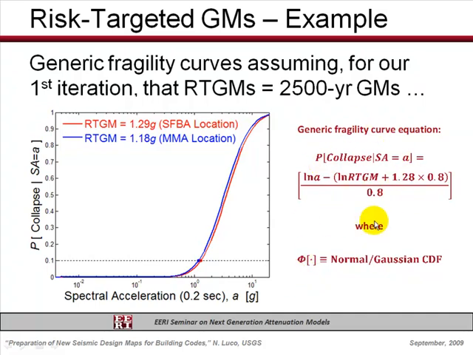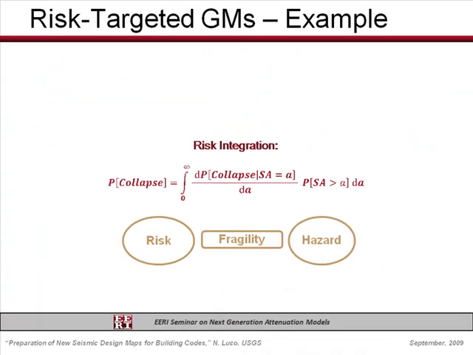So here I just have the equation on the right for these fragility curves. Again, the key thing to note is that they're a function of the risk targeted ground motion that we're trying to calculate and therefore need to iterate on. So we have the hazard curves from USGS over here on the right side of the risk integral. The generic fragility curve that I just showed on the previous slide, which again is a function of the risk targeted ground motion. And we can compute risk through this risk integration.